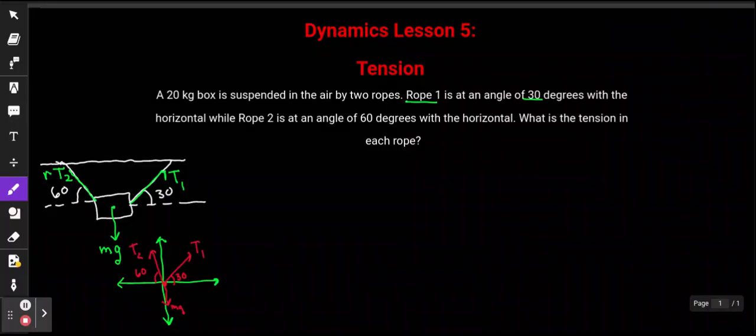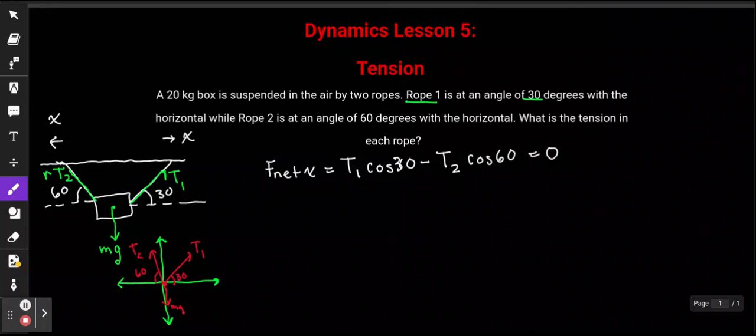Okay, let's start off with our F net X. So we know that there's two forces of the tension that have X components. And because the box isn't accelerating horizontally, we know that these X components have to cancel out. So we write our F net equation for X as tension 1 times the cosine of 30, because that's the X component, minus tension 2 times the cosine of 60, because that is the X component, equals 0, because our F net is 0.